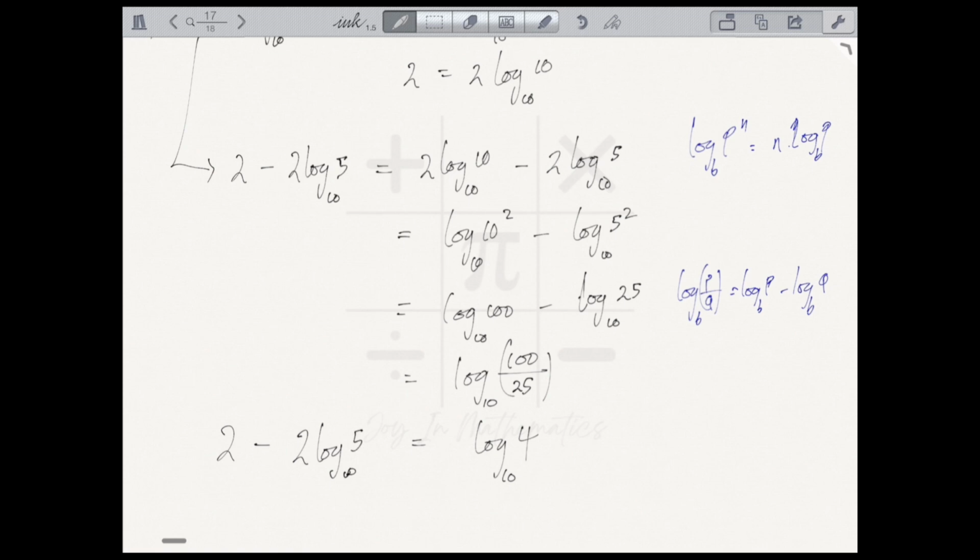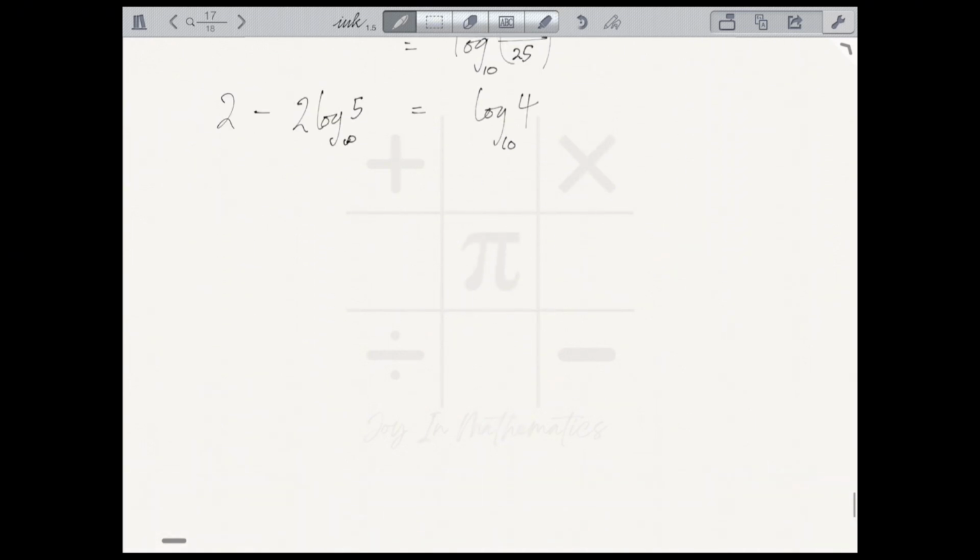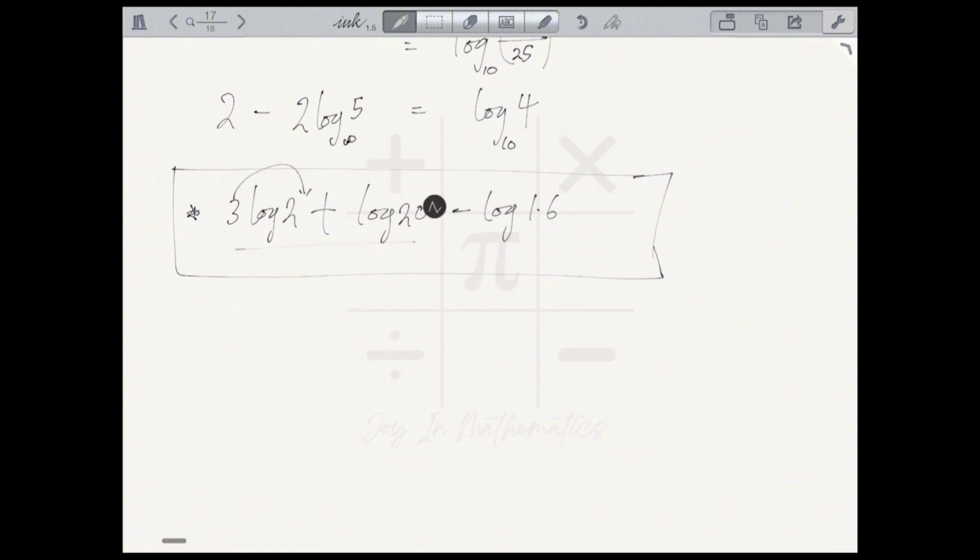Now just as a question to try and solve on your own, I'll give you one question: 3 log 2 plus log 20 minus log 1.6. This is very simple, and I believe you'll be able to resolve this. So we'll just take this as a power, apply the addition law to this, and then apply the subtraction law to the result. So I won't be solving this, because I believe you are going to get it.